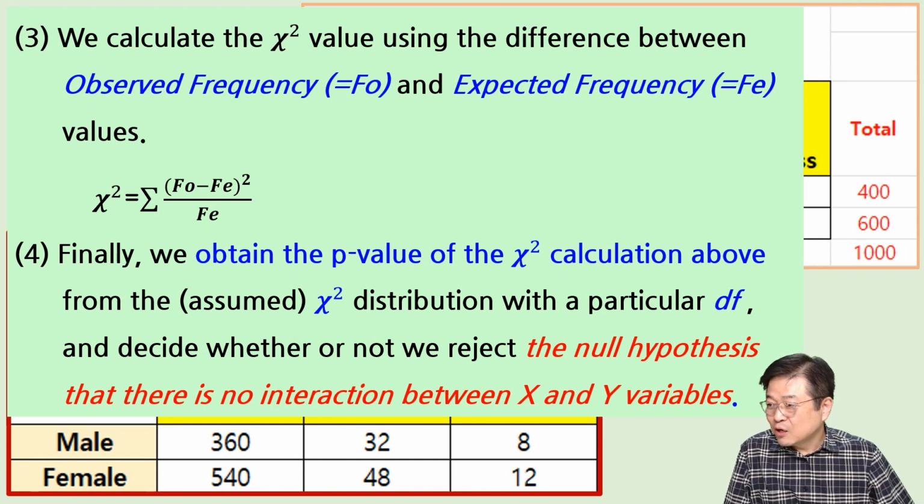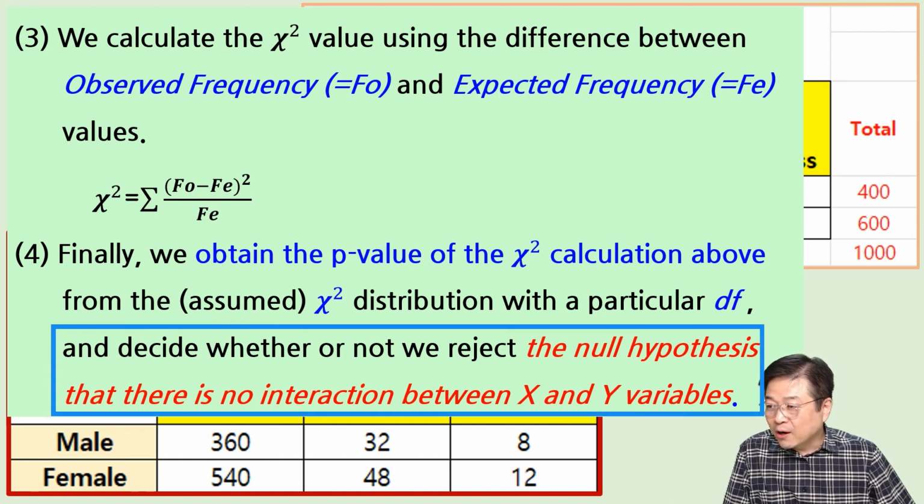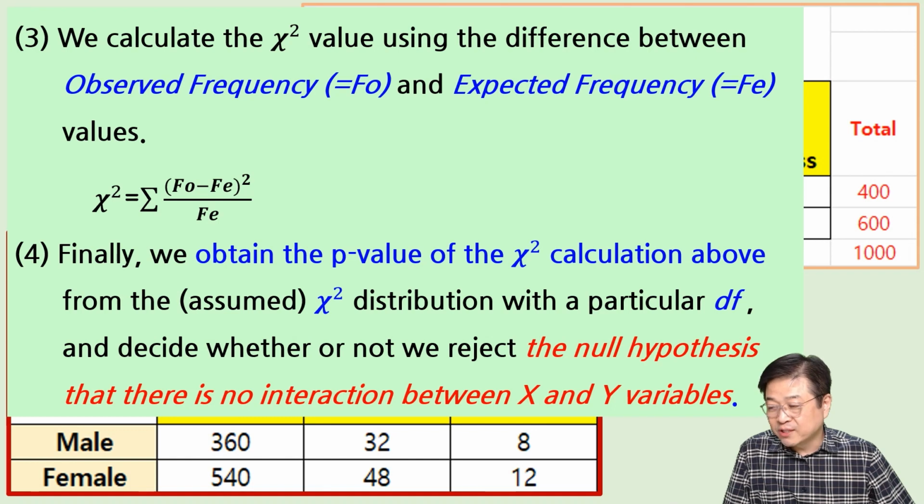And finally, we obtain the p-value of the chi-square calculation here from the assumed population chi-square distribution with a particular degree of freedom, and then decide whether or not we reject the null hypothesis that there is no interaction between x and y variables. So the logic is quite straightforward, but we face this puzzle.